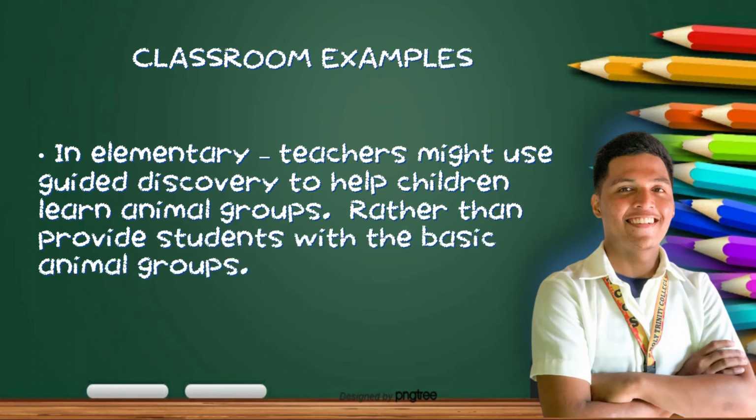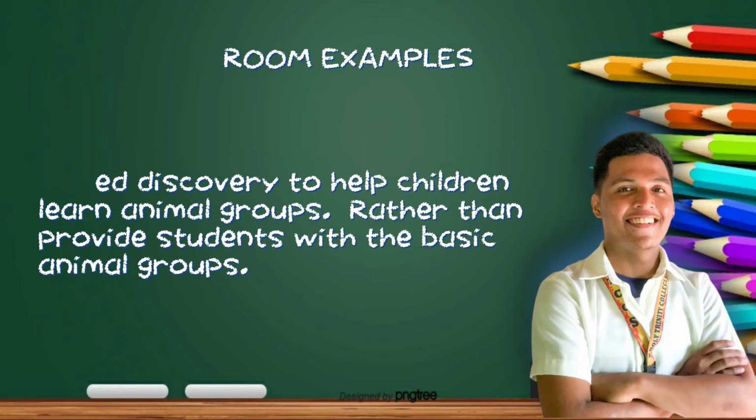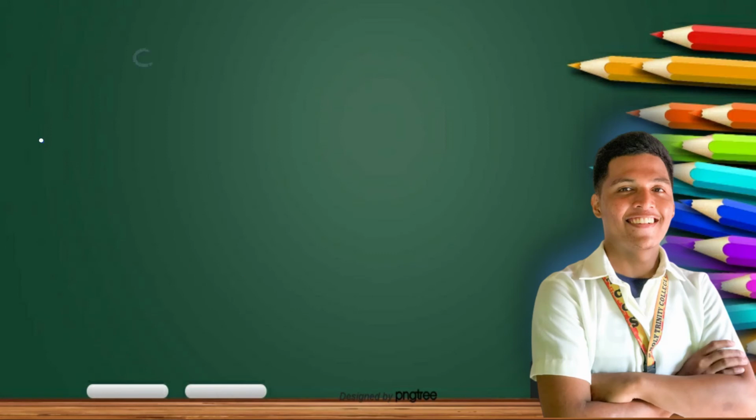In elementary, teachers might use guided discovery to help children learn animal groups, rather than provide students with the basic animal groups and names of types of animals. Then the students and teacher would classify the animals by examining their similarities and differences. Category labels can be assigned once classifications are made. This approach is guided by the teacher to ensure that classifications are proper, but students are active contributors as they discover the similarities and differences among animals.